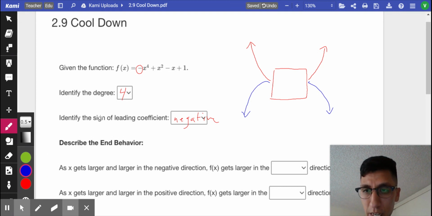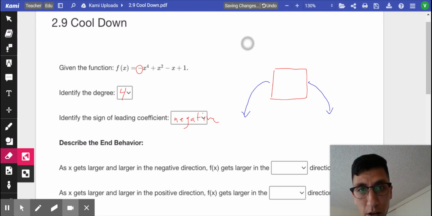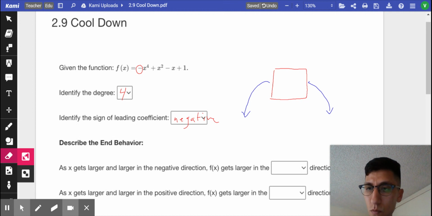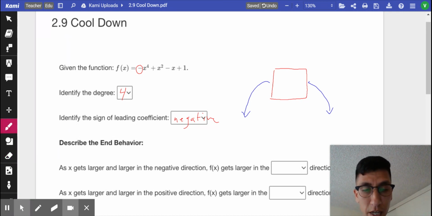The second part is that the leading coefficient is negative. Since the leading coefficient is negative, the correct end behavior would be the blue lines that I drew. The red lines would be for a positive coefficient, so the red lines are not the correct ones. Those blue lines represent the correct function. The graph might do some weird things in the middle where I drew the square, but that doesn't matter. We're just focusing on the end behavior.